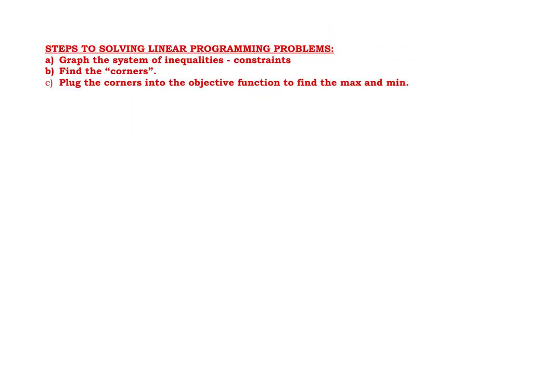Okay, the steps to solving linear programming are: we're going to graph the system of inequalities, which is the constraints. We're going to find the corners, which means in that shaded region, all the corners that make the shape up, where these lines cross. And then we're going to use those corners and plug them into the objective function to find either the max or the min.